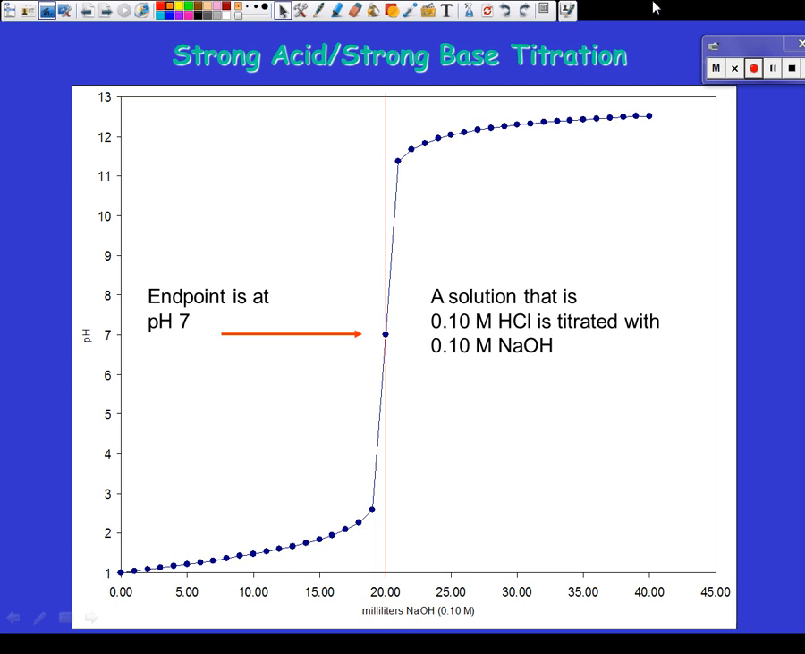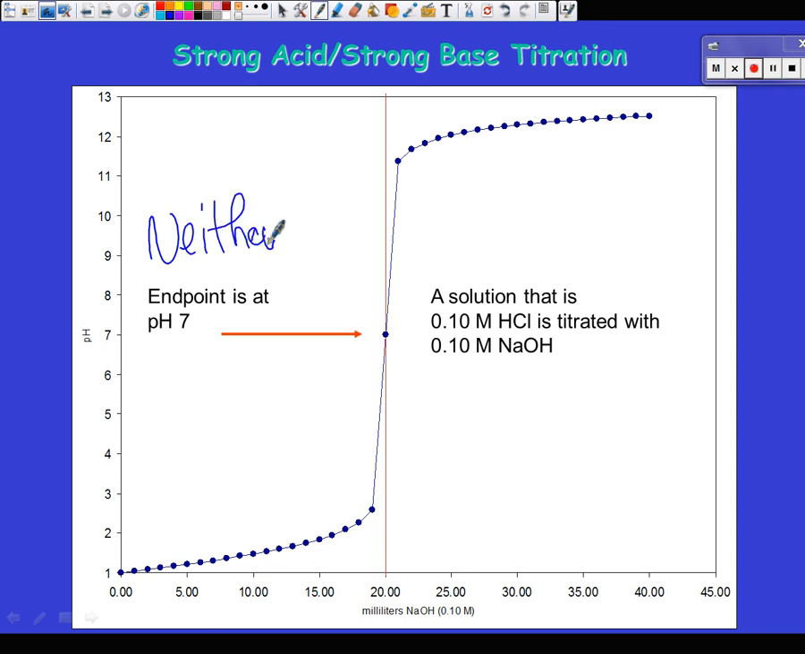Who wins? Neither. So where would you hypothesize your equivalence or endpoint to be? 7. Does it end at 7? Yes. Because guess what? Neither wins. Okay? So that's why your endpoint, again, endpoint means what? Stop dripping. Quit. You're done.